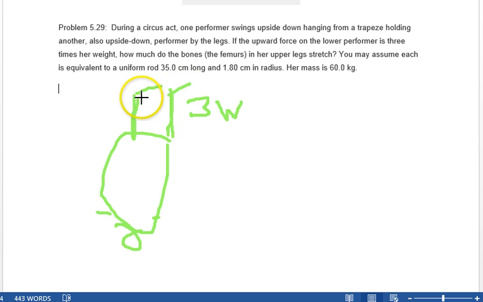Okay, so how long are they? 35 centimeters, or 0.35 meters. And what is their radius? If you're looking at a cross section, 1.8 centimeters, right? And her mass is 60 kilograms.